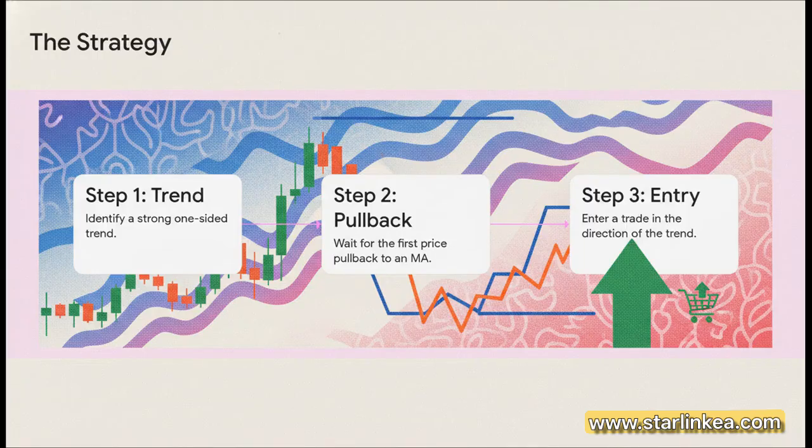Let's just break it down into 3 easy steps. Step 1. You have to spot a strong, one-sided trend where all our MAs are lined up nicely. Step 2. You wait. This can be the hard part. You wait patiently for the price to pull back and make that first contact with one of the MAs. And step 3. That touch is your green light. It's your signal to jump into a trade going with the flow of that big trend.